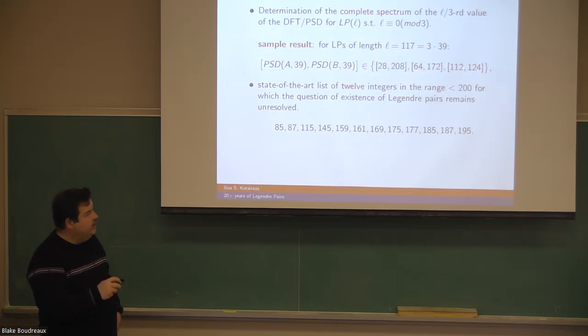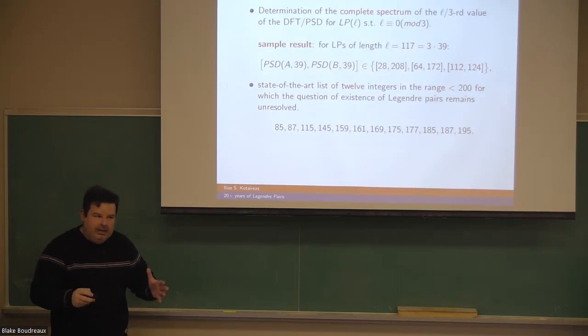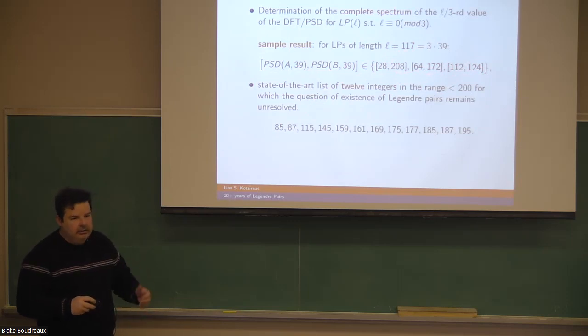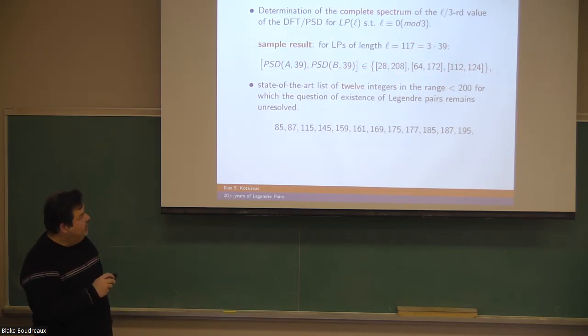And this helps us because we can parallelize search algorithms. We run one search for this one, and one for this one. So we parallelize the search and get to find Legendre pairs faster. So the state-of-the-art list of these 12 integers in the range less than 200, for which the question of existence of Legendre pairs remains unresolved, is this one here.